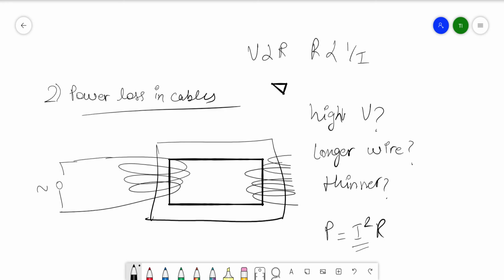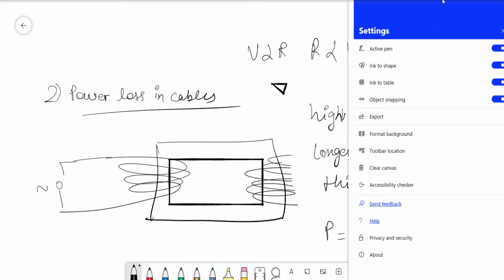So you're trying to be as efficient as possible when you're delivering the power over long distances. So obviously you will try to lower the current as much as possible. And that is why they use a higher voltage, to reduce the power loss as much as possible.